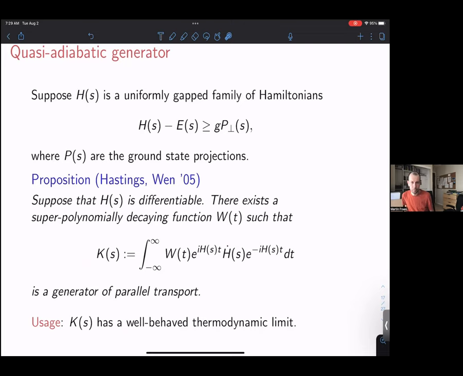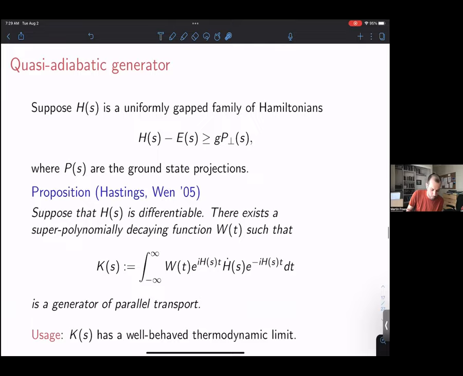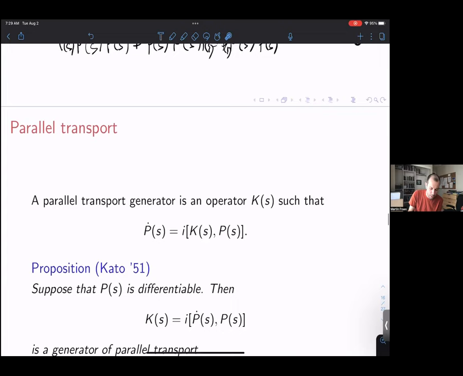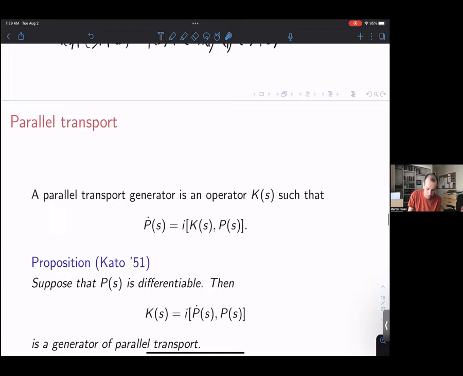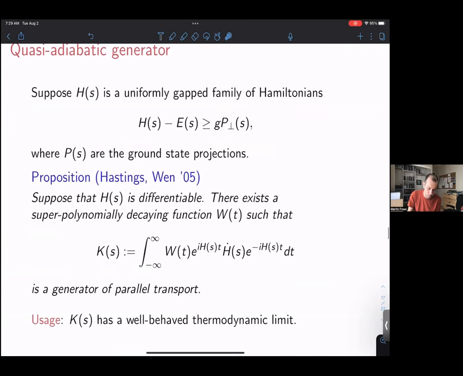Okay, so that's all I wanted to say about parallel transport. Maybe I should recap a little bit. Parallel transport in adiabatic theory simply refers to the way these projections move along a continuous path. And it is generated by a generator of parallel transport. There are many such generators. One was written by Toshio Kato, and now, just recently, there is another one that got very important in applications to many body systems.